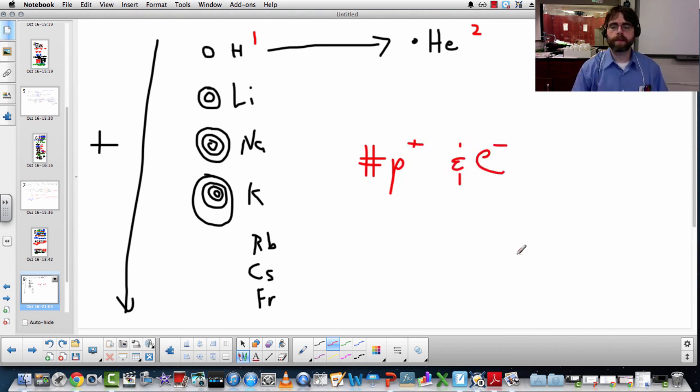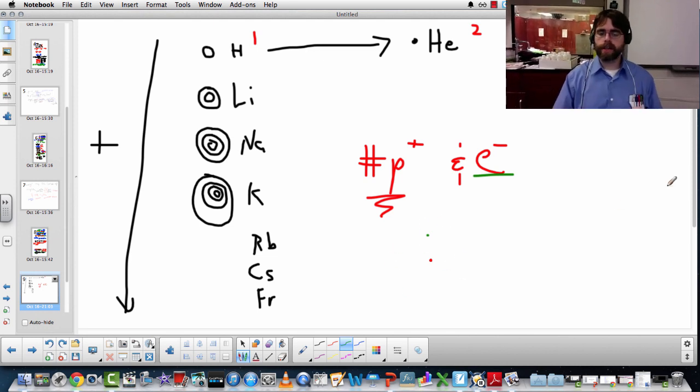So number of protons and number of electrons. And that's why we end up with a smaller size. Because what ends up happening is the protons, of course, as you know, are in the center. They're in the nucleus. The electrons, on the other hand, are on the outside, and they are orbiting around the nucleus. Again, not to scale.